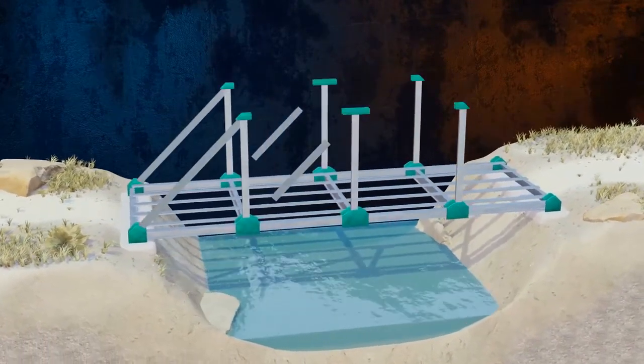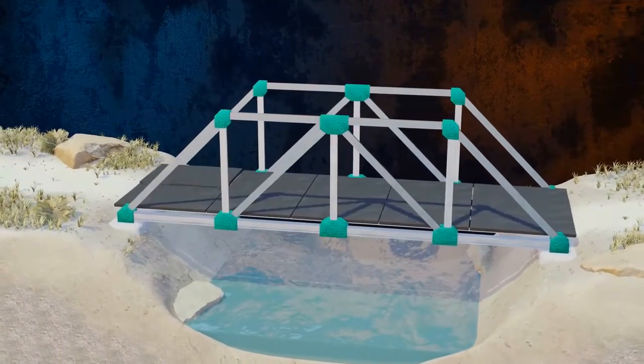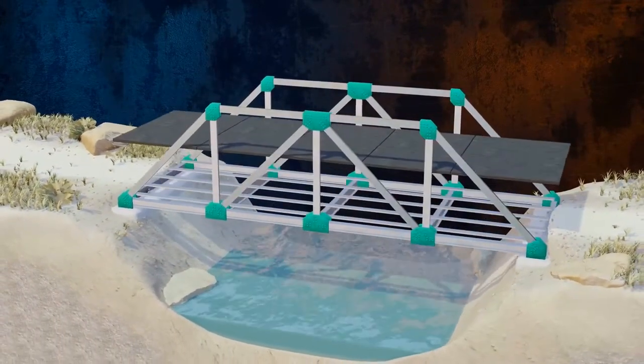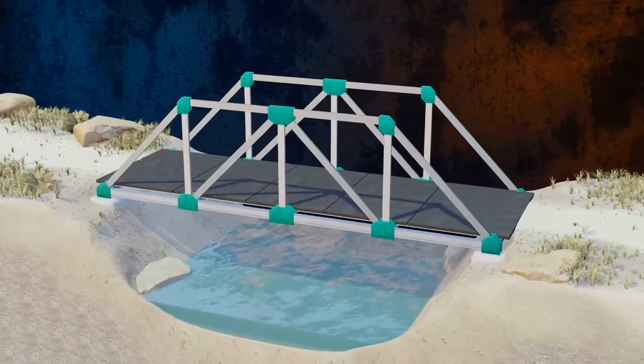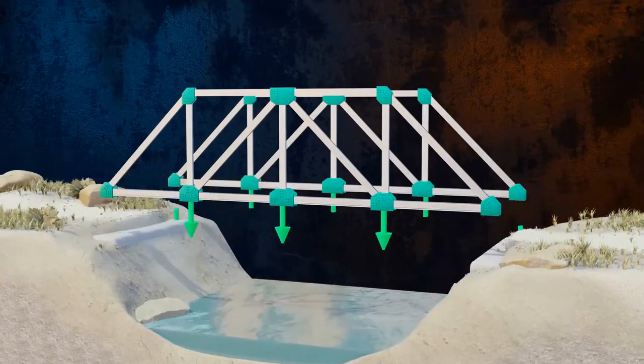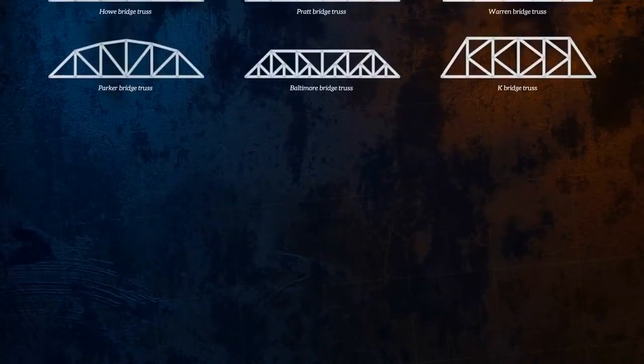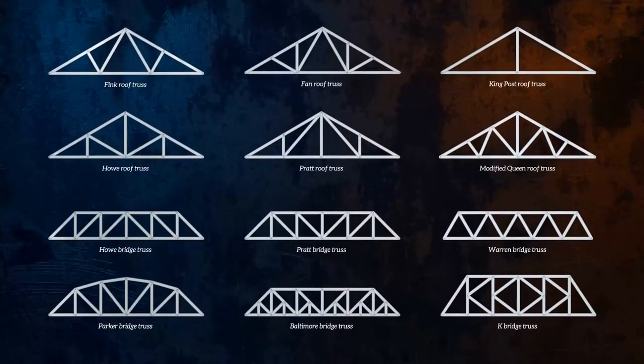Take a look at this bridge, for example. The loads are transmitted from the horizontal floor beams to the 2 vertical trusses on each side of the bridge. Each of these trusses only carries loads acting in its plane, and so we can analyze it as a 2-dimensional structure. Let's explore some of the differences between truss designs.